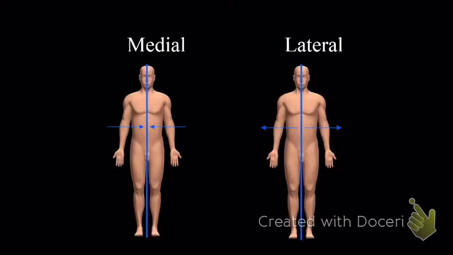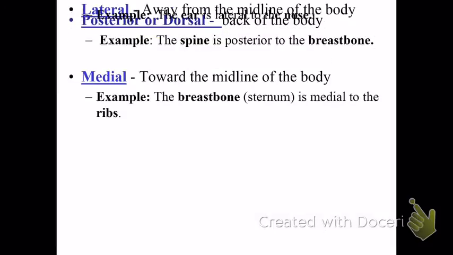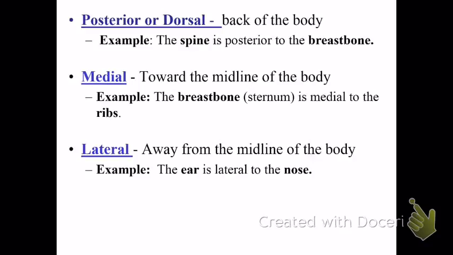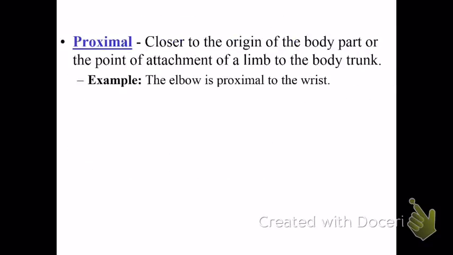Medial means closer inside. My belly button is medial to my hip bones. Lateral is further outside. My shoulders are lateral to my sternum, which is that bone in the middle of your chest. Let's see, my nose is medial to my ears. Good. Okay, so I think we have all of those terms.